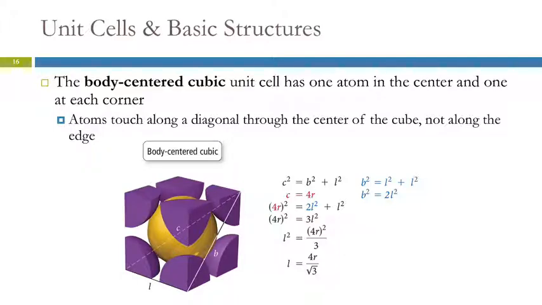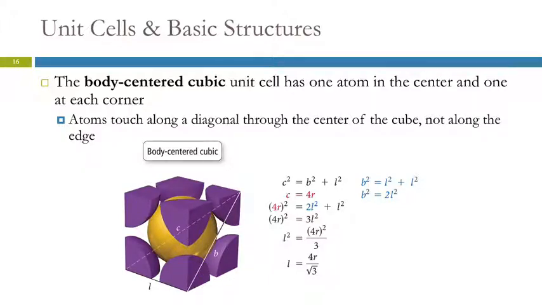Body-centered cubic. So here we have an atom in the middle and 8 atoms around it. So this yellow one is completely inside of the unit cell. And again, we have 1/8 of an atom on each corner.